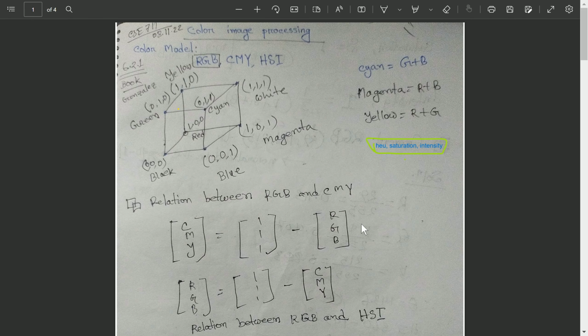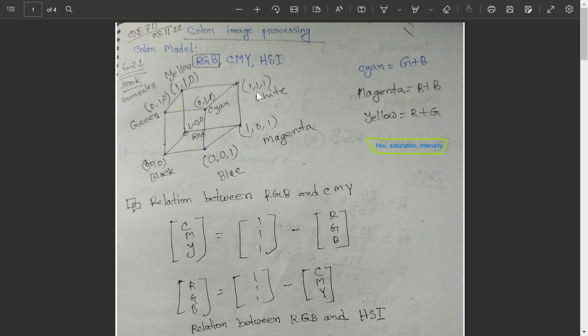Hello everyone, today I will discuss a very important topic in image processing, and the topic is color image processing. So we'll discuss the models of color image processing, and we will discuss how to convert from RGB to CMY, or RGB to HSI, or HSI to RGB. First of all, we need to know about the color model.